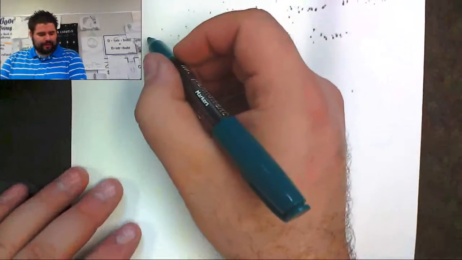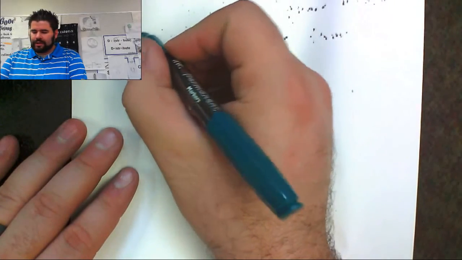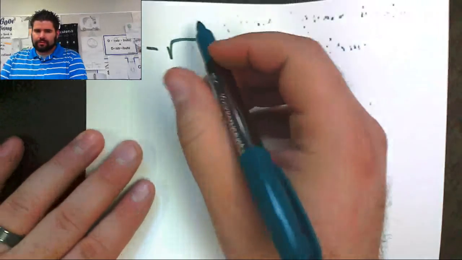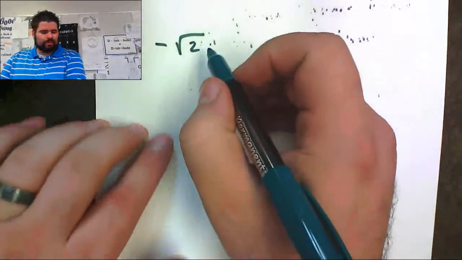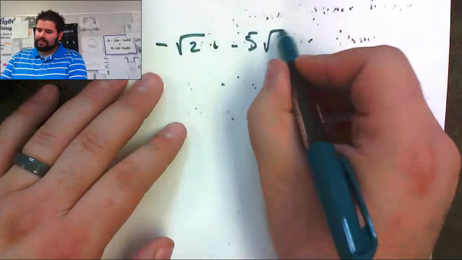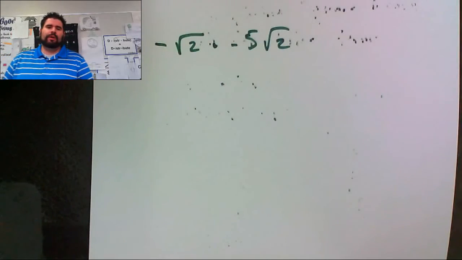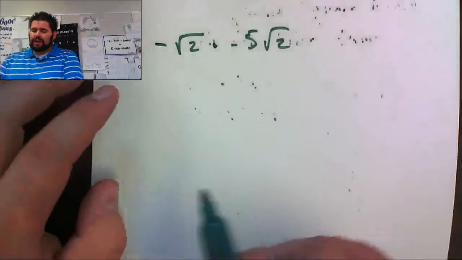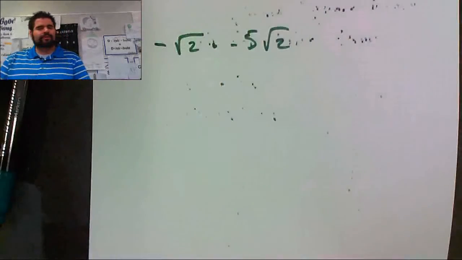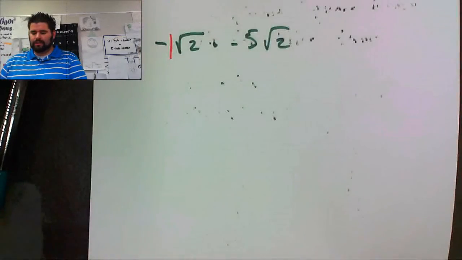Let's take a look at this guy. This might be a fun one. Let's take a look. Negative square root 2 times negative 5 square root 2. Alright? Now the one thing you have to remember here is that a negative times a negative is a positive. And there's a secret in this one. There's a hidden 1 right there.